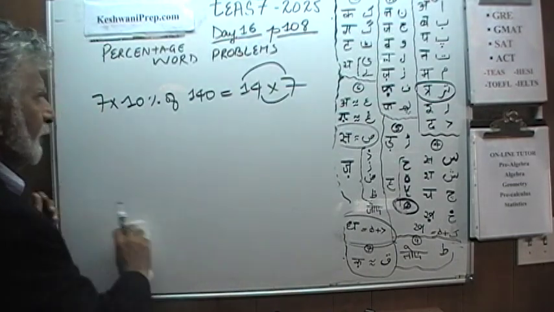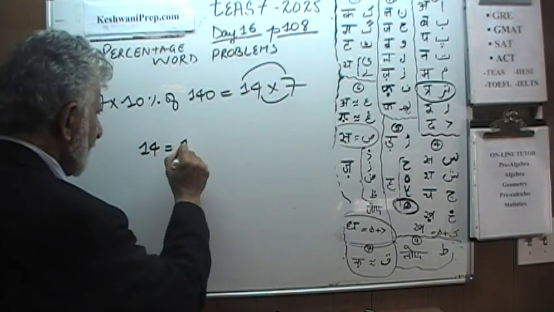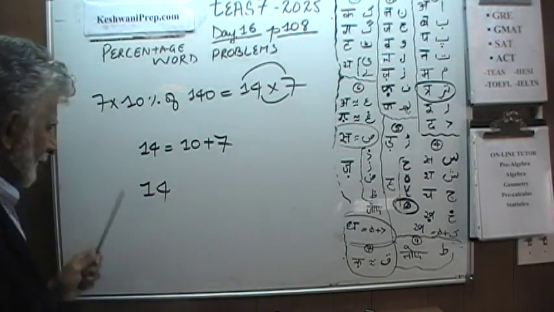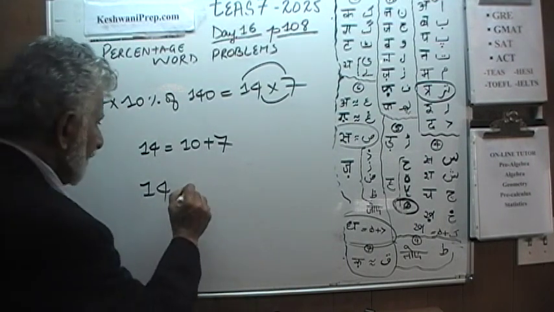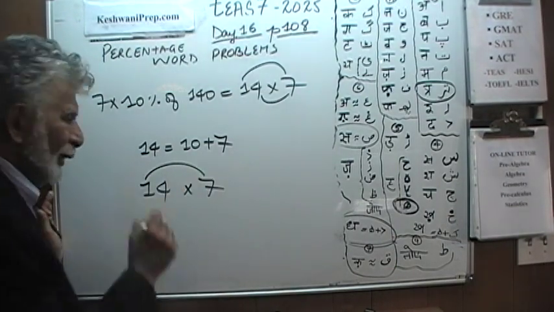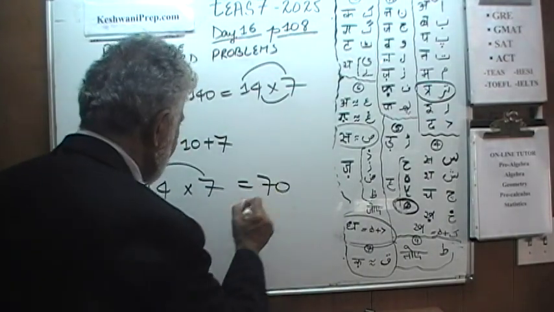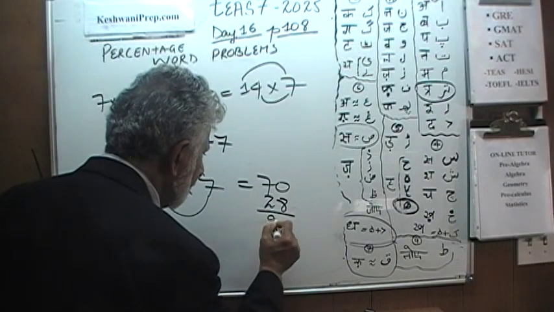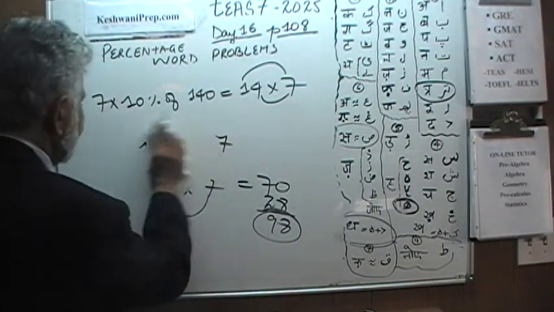And if you did not understand what I did here, you see, 14 is made up of a 10 and a 7. So when we write 14, this is not a 1, this is a 10, because this is in the tens digit. So when you want to multiply 14 times 7, it's not 1 times 7, it is 10 times 7. 10 times 7 is 70. And then you do the next step. 4 times 7 is 28. Voila. That's all. Let's do the next one.